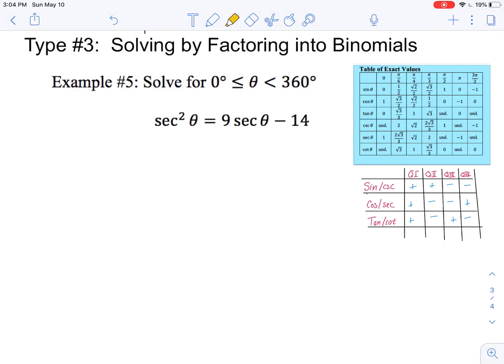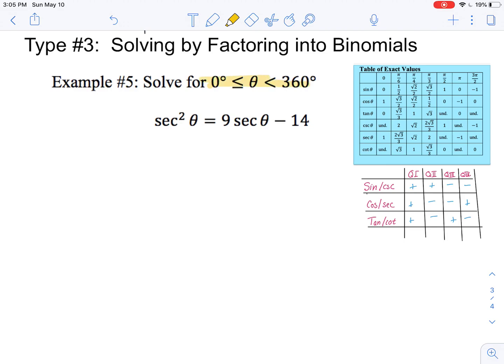Okay, type 3 is solving by factoring into binomials. So once again, we're in the quadratic form where we have a squared theta, or a squared plus b squared plus c. So in this situation, we have an a term, which is the secant squared theta. We have a b term, which is the 9 secant theta, and we have a c term, which is the minus 14. So we want to set this equal to 0.